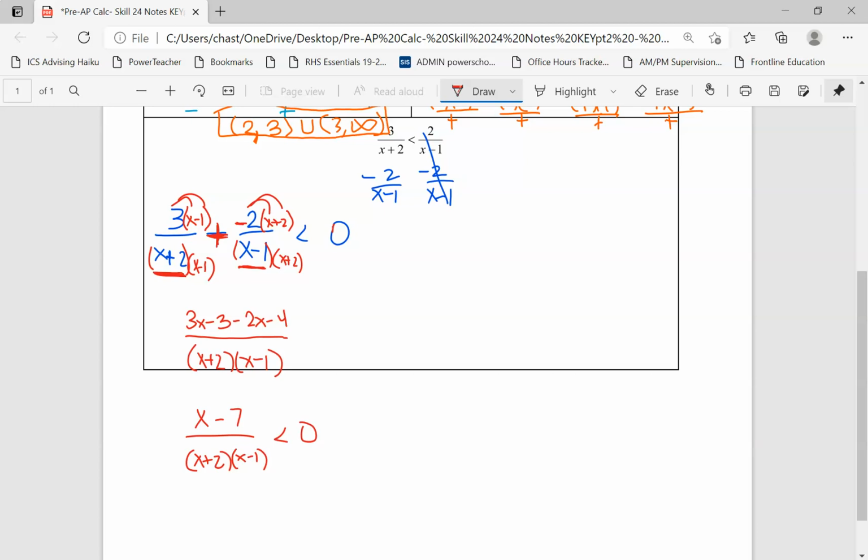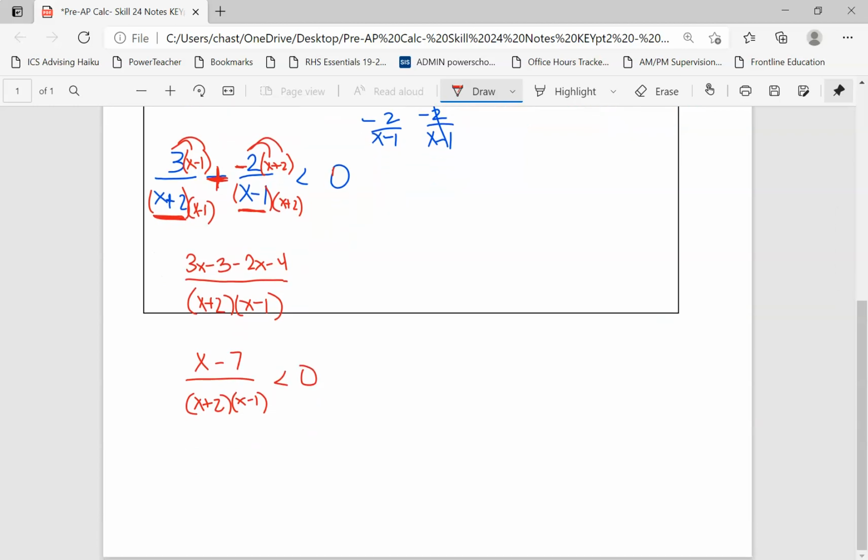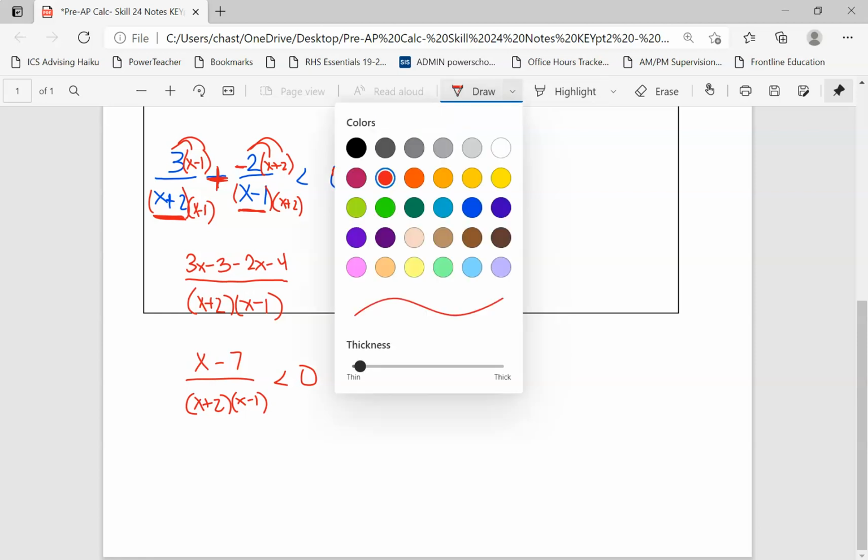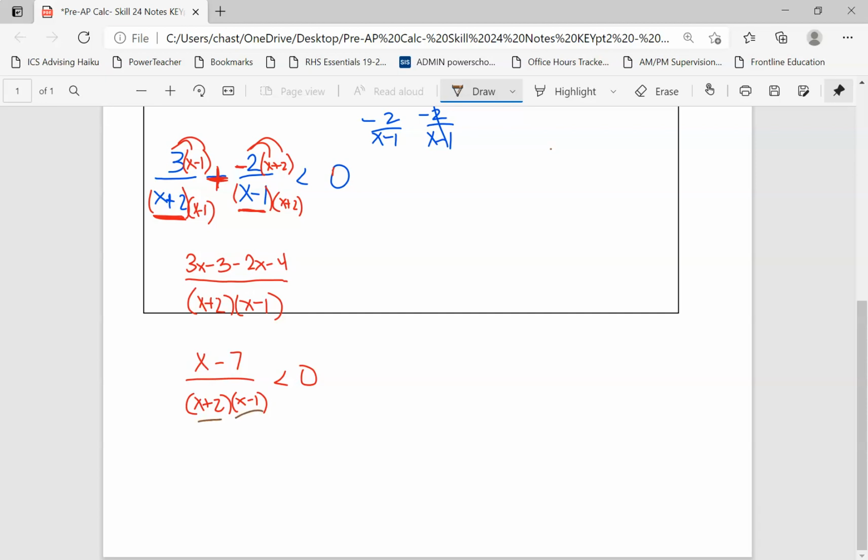And now we have everything that we need. So at this point, this is going to be a lot like what I did above. So let's find out, nothing cancels, so we're going to have these two values that can't be equal to 0. So x cannot equal negative 2. And we know x minus 1 cannot equal 0, so that means x cannot equal 1. X minus 7 can equal 0 and will equal 0 when x is 7.